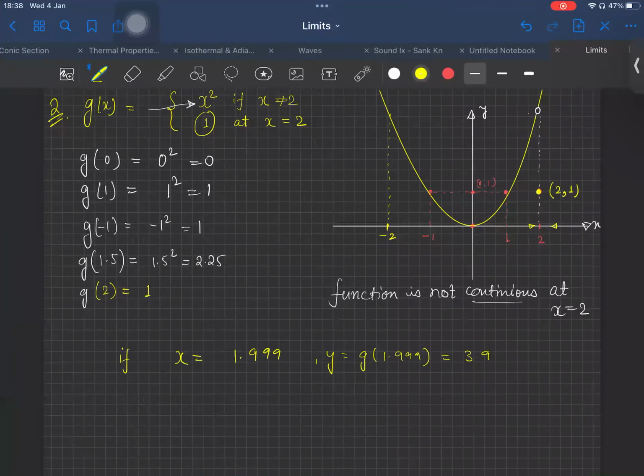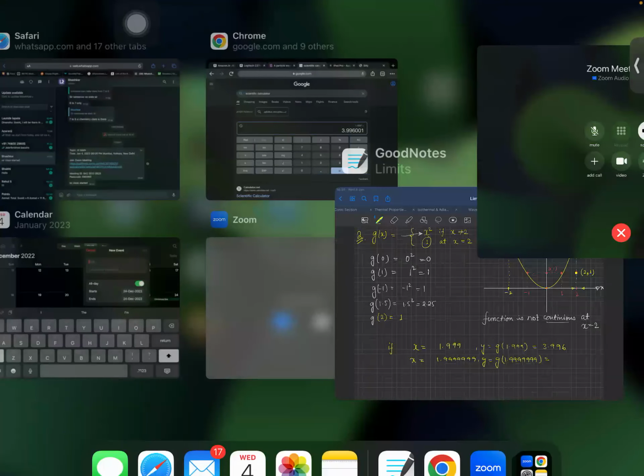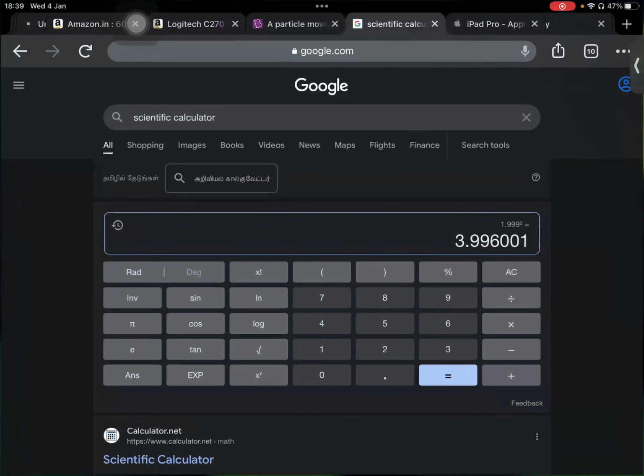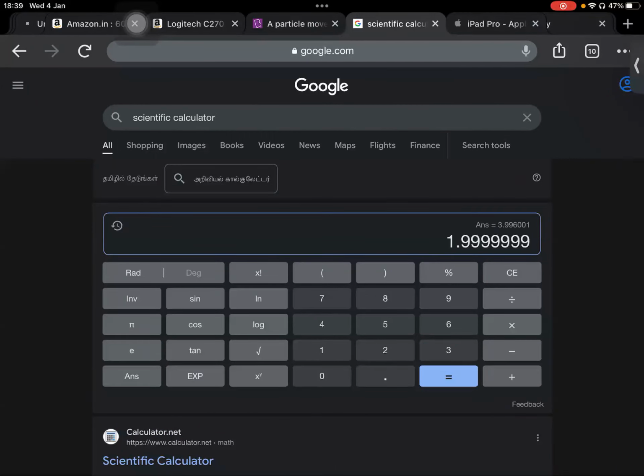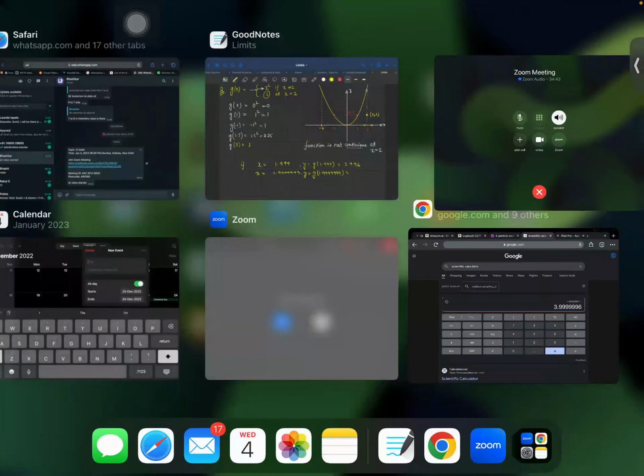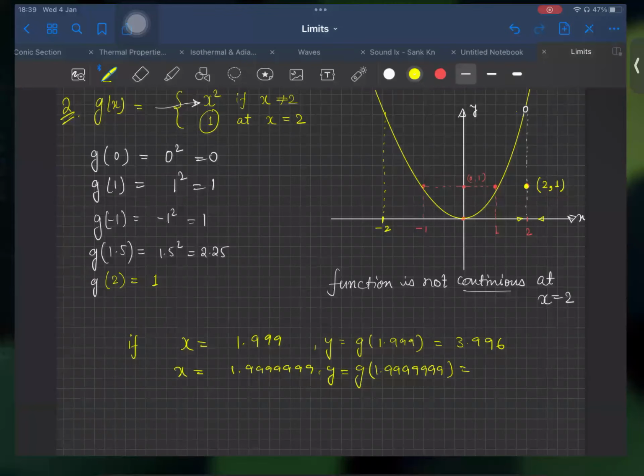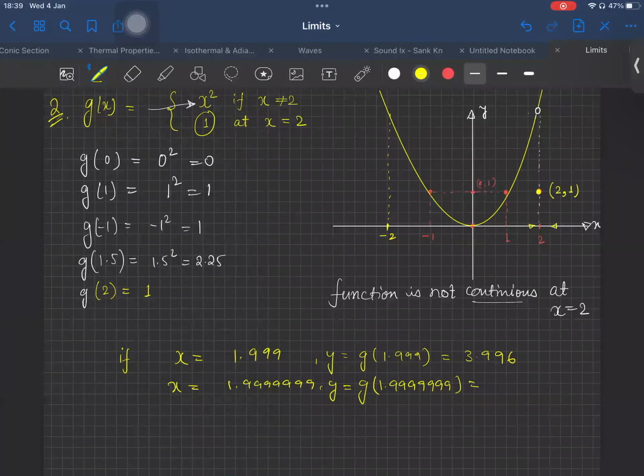Okay. At x is equal to 1.9999999, so y is at g of 1.9999999. How much will we get? Anyone? 1.9999999 square. We get 3.999996, right? Now, these are the values to the left side of x is equal to 2.